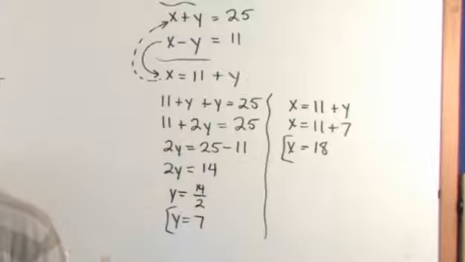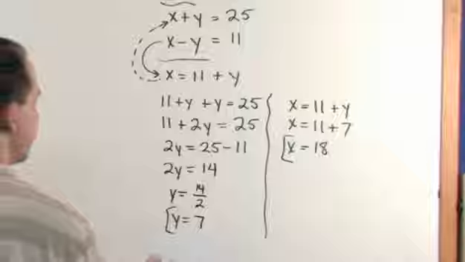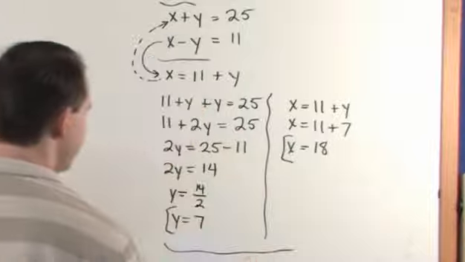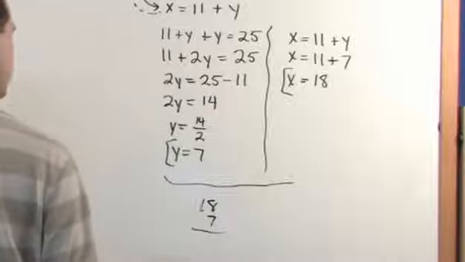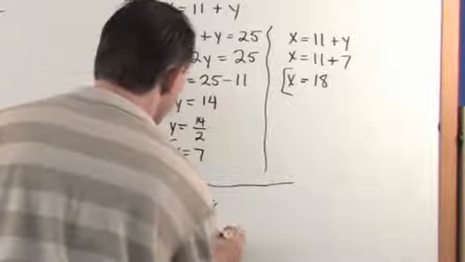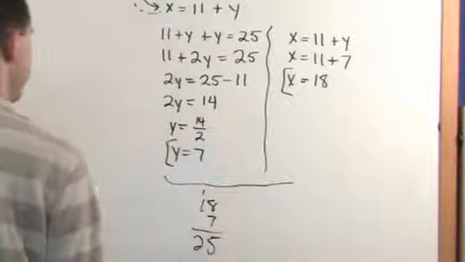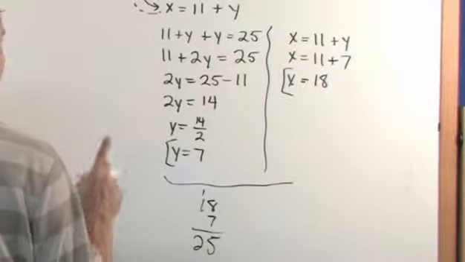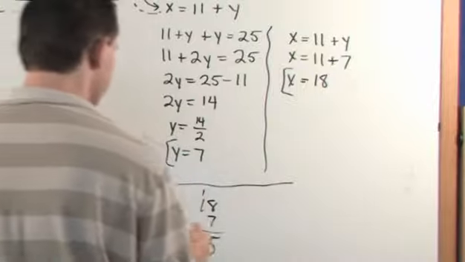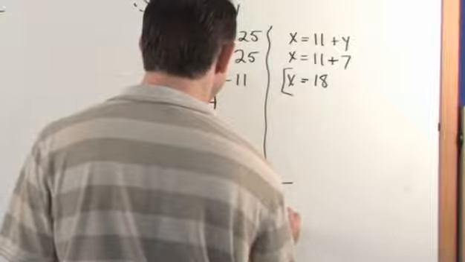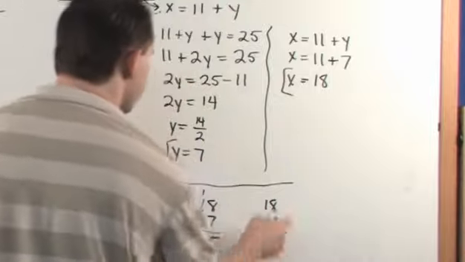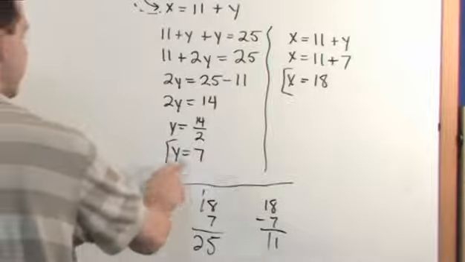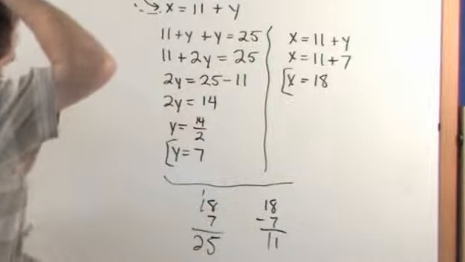So let's check that out. First, let's see if they add up to 25, because the problem says the sum of the two numbers must be 25. 18 plus 7, okay, should give you 5, carry the 1, 25. Okay? And the difference between these two numbers should be equal to 11. So let's check this out. 18 minus 7, subtract them, okay? 1, 1, 11. So the sum of these two numbers is 25, and the difference between them is 11.